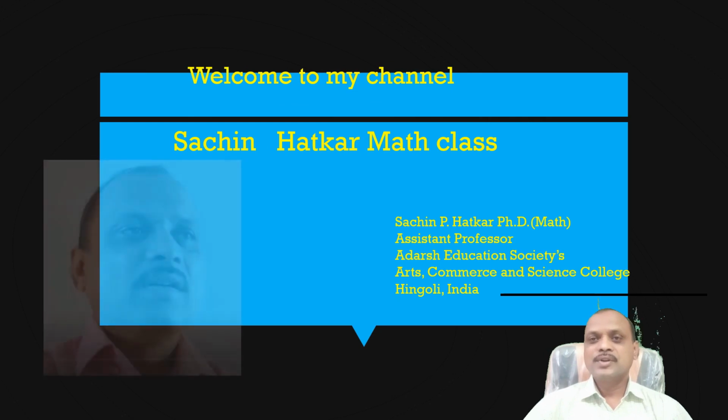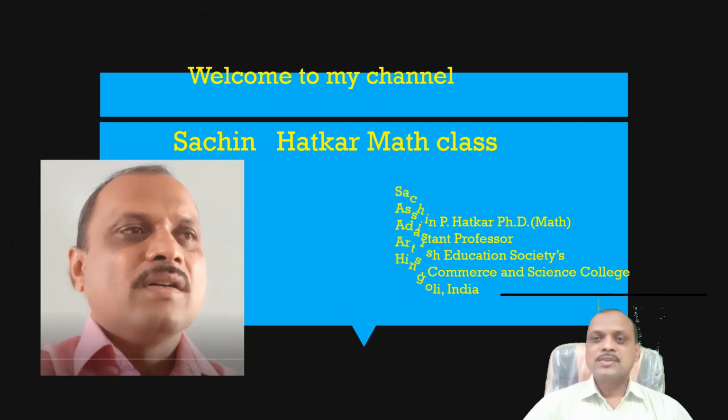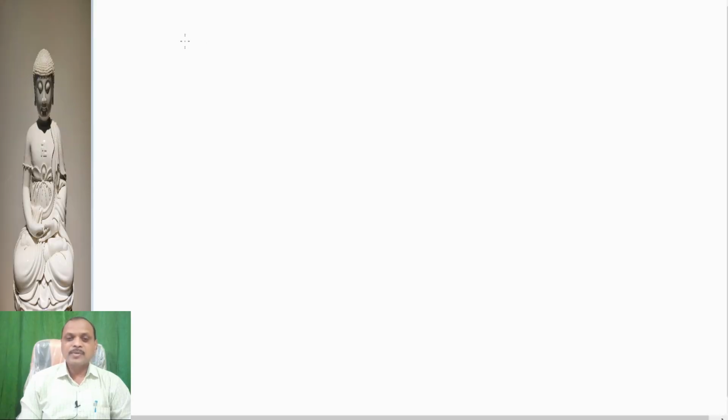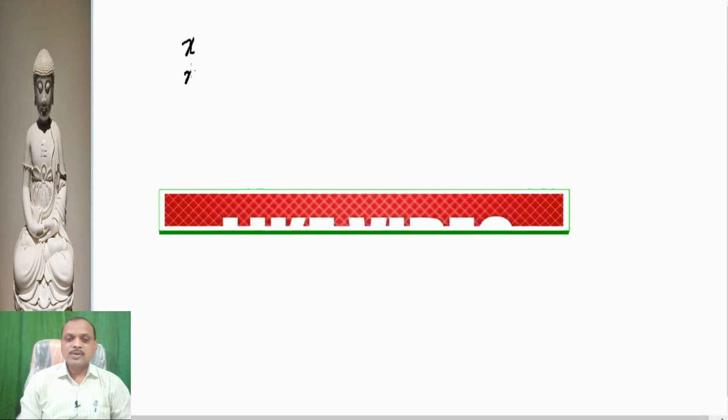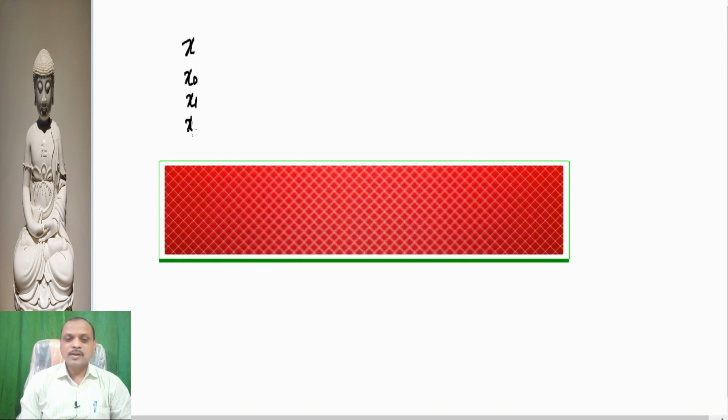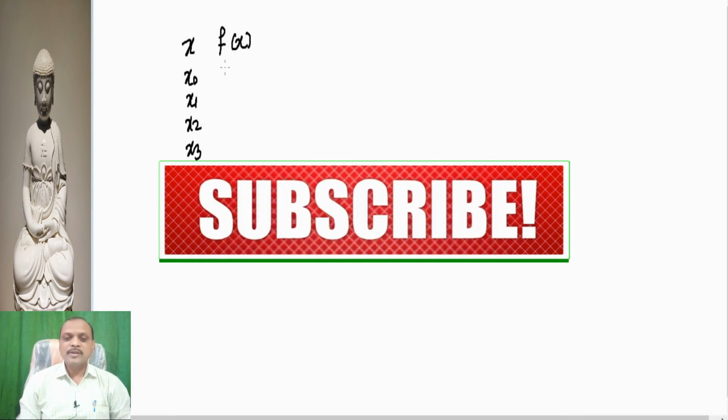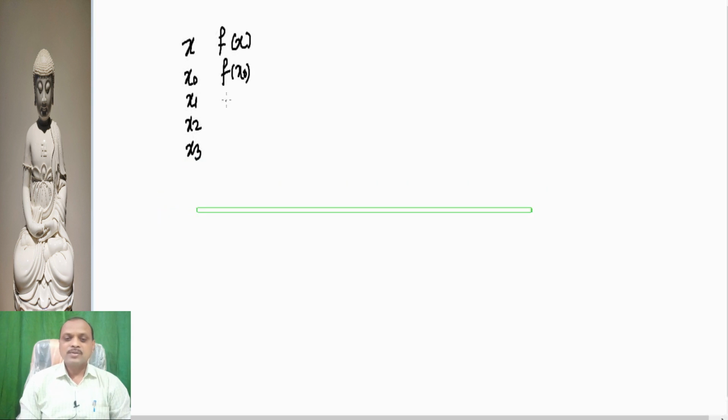Friends, in this video we see about the interpolation and extrapolation of a function. Friends, the independent variable values are x equal to x0, x1, x2, x3. At the same time, the values of the dependent variable are f of x0, f of x1, f of x2 and f of x3. These are the values of the function.